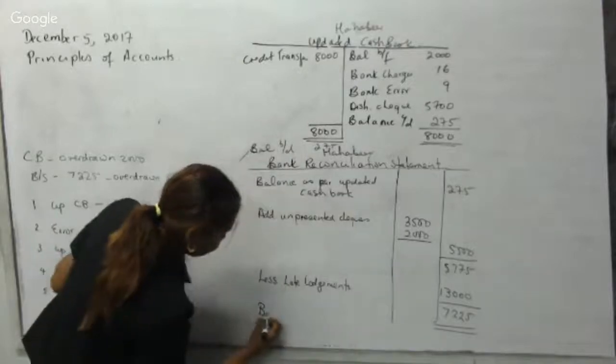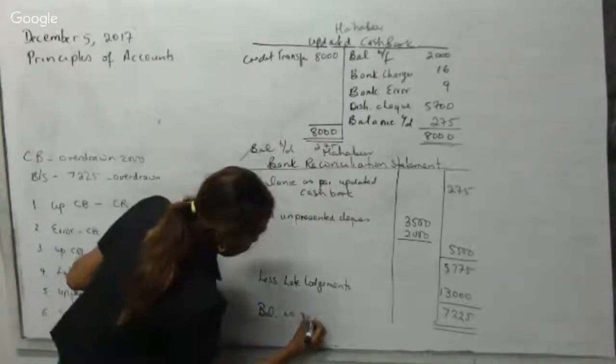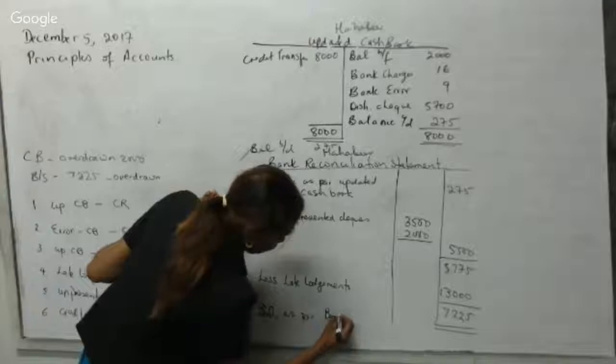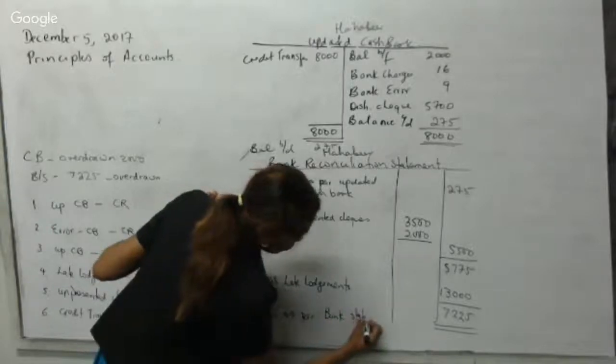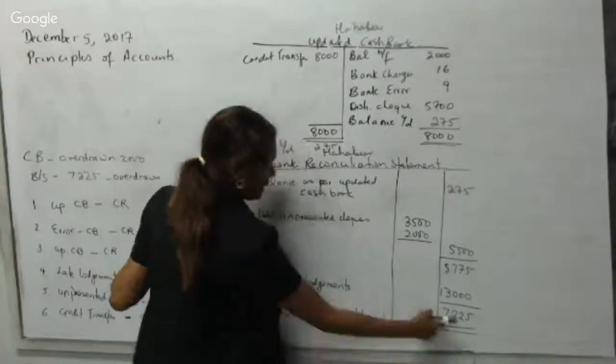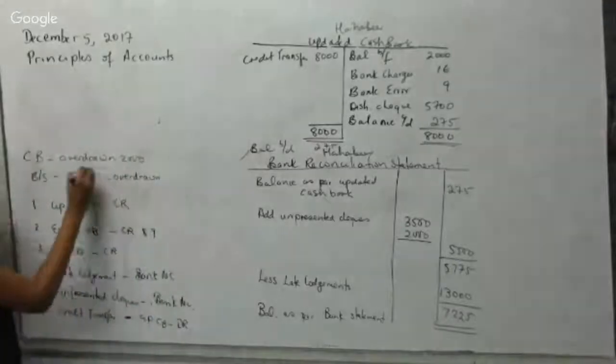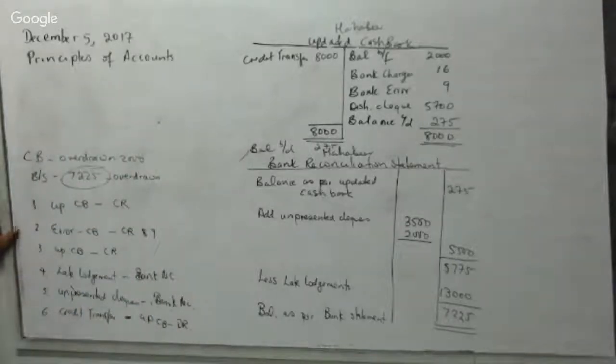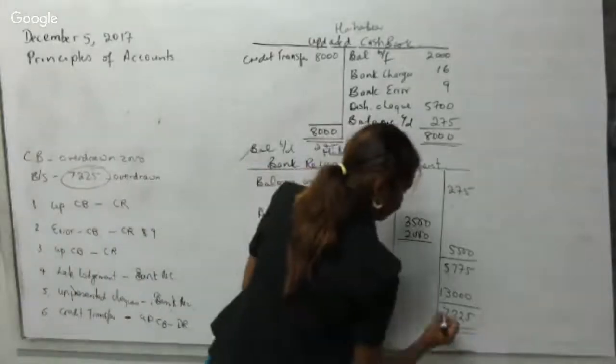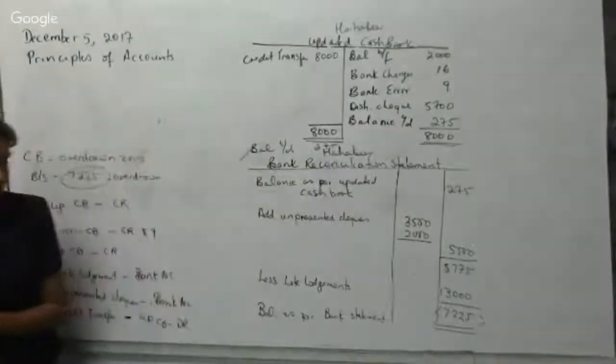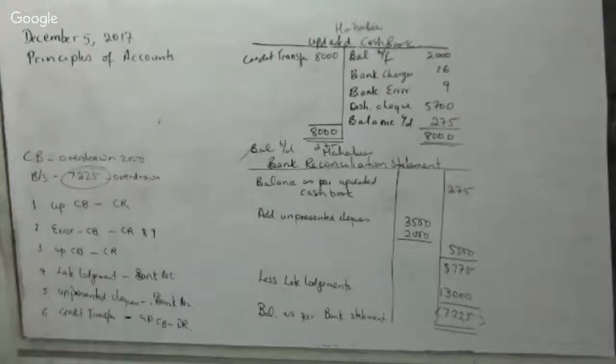The balance as per bank statement. Good, and as you say, you know that you're correct because when you check that 7,225 with the balance that they gave you, it should come back, because it's an overdraft, so a minus figure. All right, so there you have your 10 marks. Are there any questions on that one?